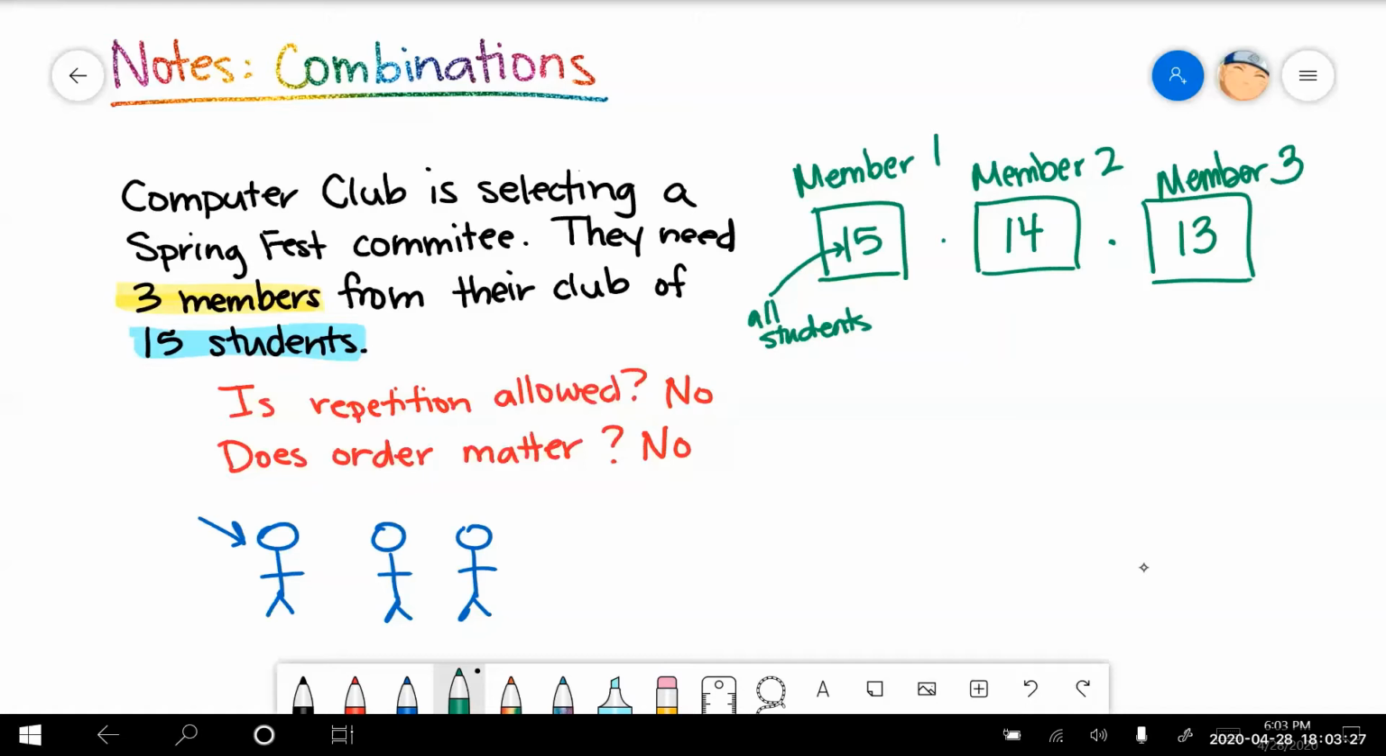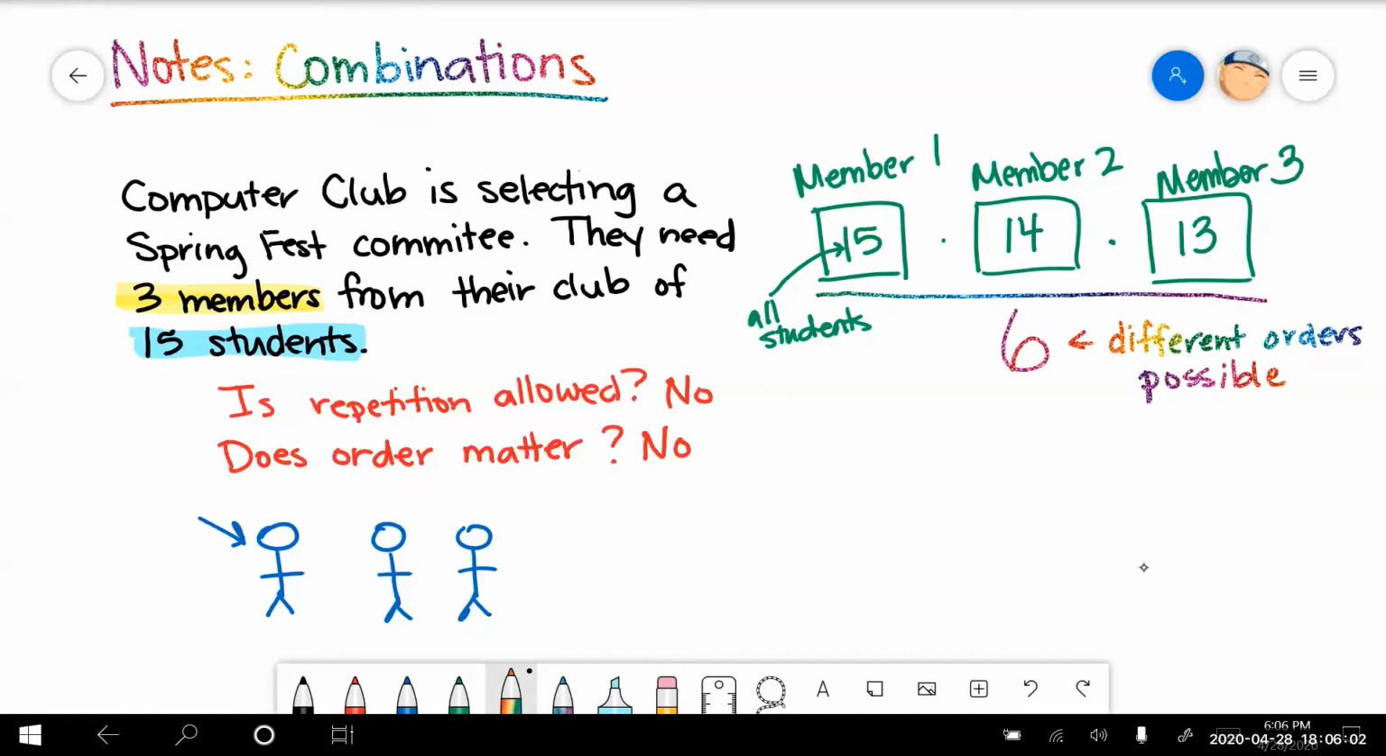Now you might be wondering, okay, so what's the difference between combinations and permutations? Because this looks a lot like the situation with the chess club. And the biggest thing for this scenario is that I need to divide the group by 6. Okay, so where did that 6 come from? Well, that 6 comes from the different orders possible.